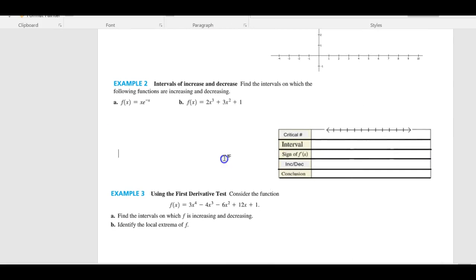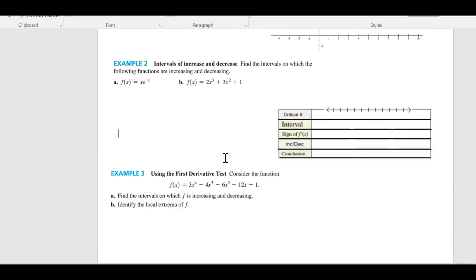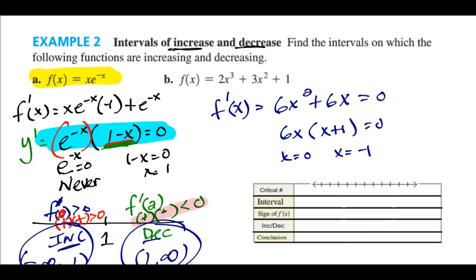So I just copied this chart from your handout, and I'm going to add that to my lesson here. So the critical values would be negative 1 and 0, and I would put them in order from left to right. So the first interval that I'm going to be looking for is negative infinity to negative 1, and then the next interval is from negative 1 to 0, and then 0 to infinity.